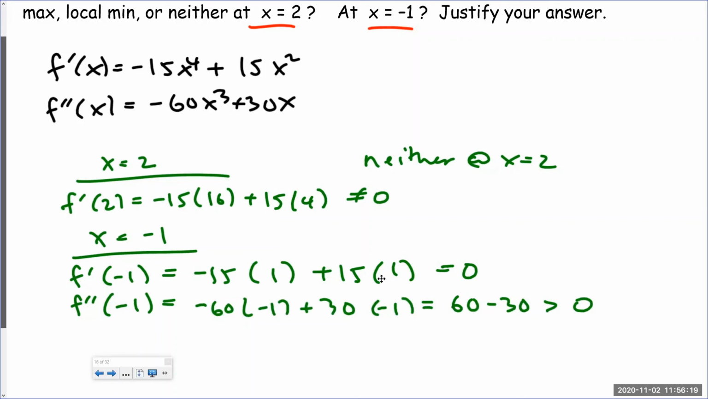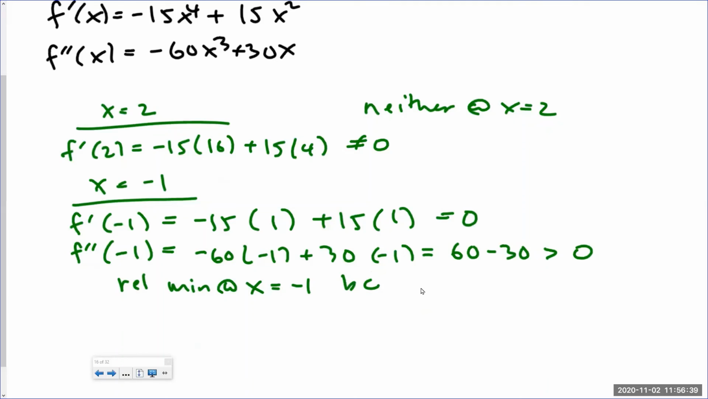So if my slope is 0 and my second derivative is greater than 0, is that concave up or concave down? Concave up. Is that a relative max or relative min? Then you'd say relative min at x equals negative 1. Make sure you understand your justification: the first derivative is equal to 0 and your second derivative is greater than 0.